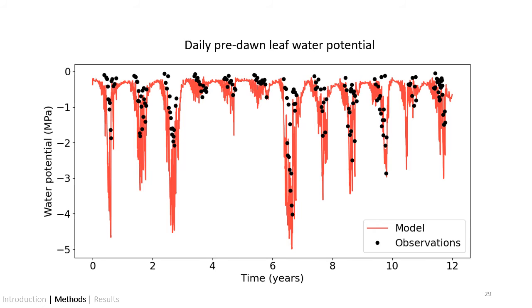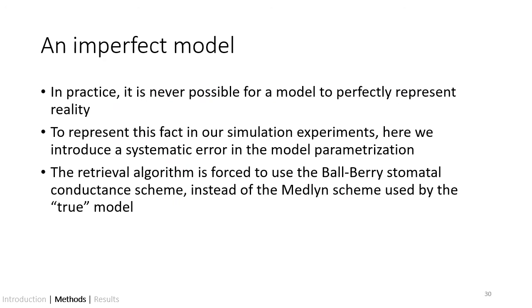accurately models plant hydraulics. Now, in reality, there would be many processes going on in the land surface that the model wouldn't be capturing. So to qualitatively represent this gap, we force the model to use a different stomatal conductance scheme during the parameter retrieval from the one that was used to generate the synthetic truth.